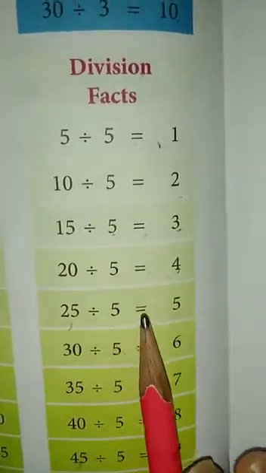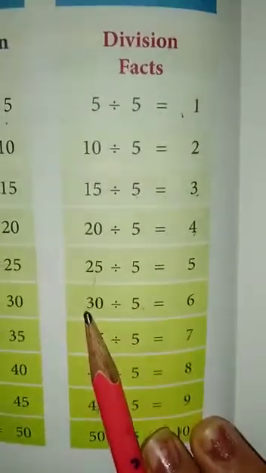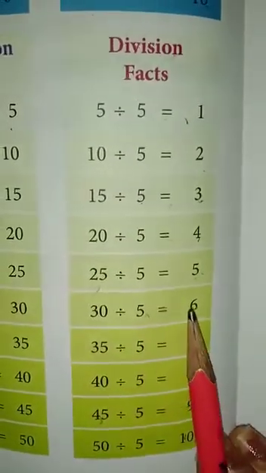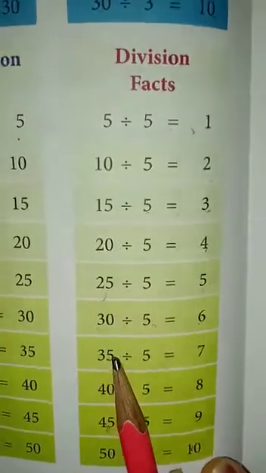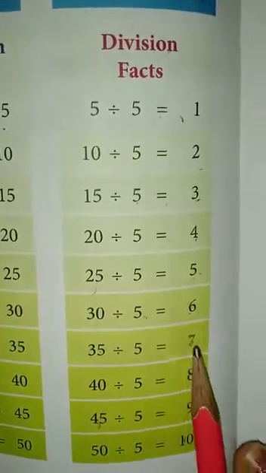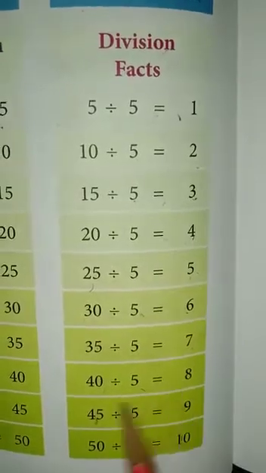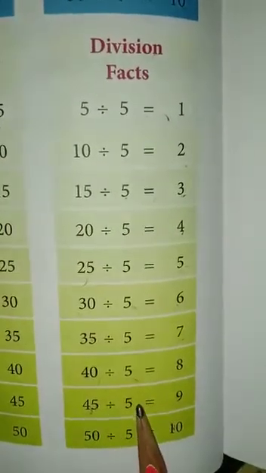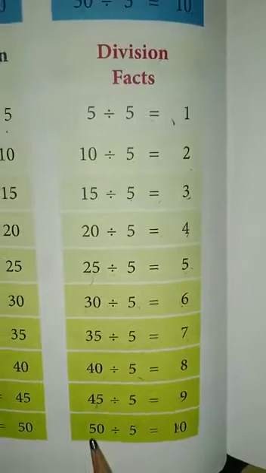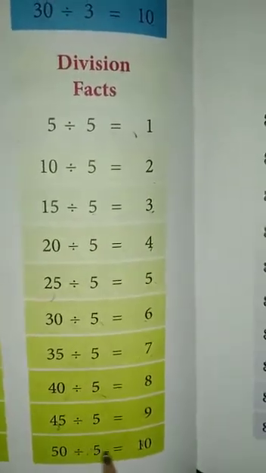25 divided by 5 is equal to 5. 30 divided by 5 is equal to 6. 35 divided by 5 is equal to 7. 40 divided by 5 is equal to 8. 45 divided by 5 is equal to 9. 50 divided by 5 is equal to 10.